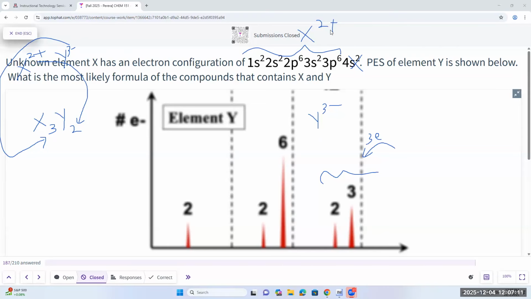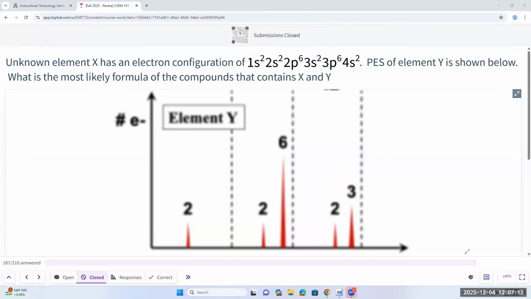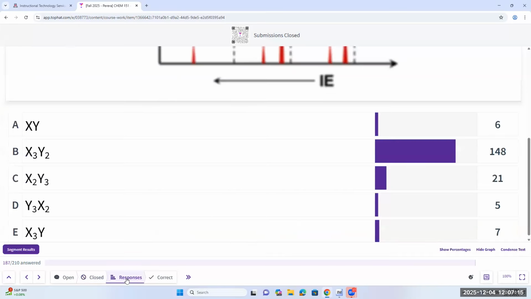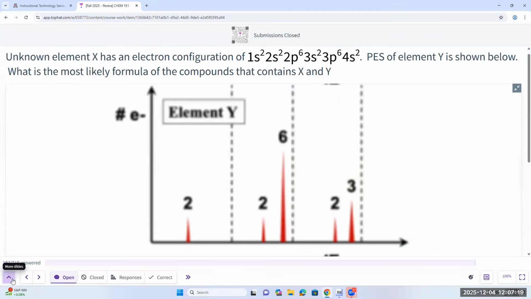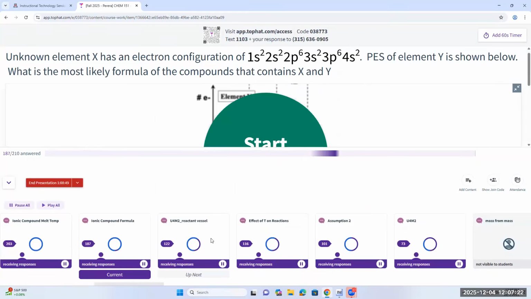Right, I'm going to clear my doodling. Yeah, most of us selected that. Wonderful. I'll reopen the question.